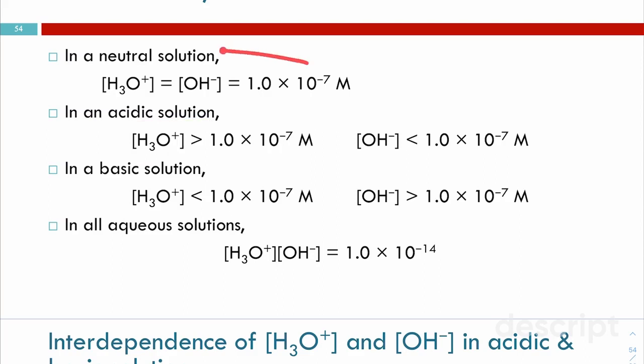And because this has to be true, that means that the hydroxide concentration has to go down. In a basic solution, we have a concentration of hydroxide that's greater than 1 times 10 to the negative 7, which means that the H3O plus concentration has to go down. It's kind of like old school scales, the scales of justice. Right, where there's the two scales, so if you put something on one, it goes down, and the other one goes up.